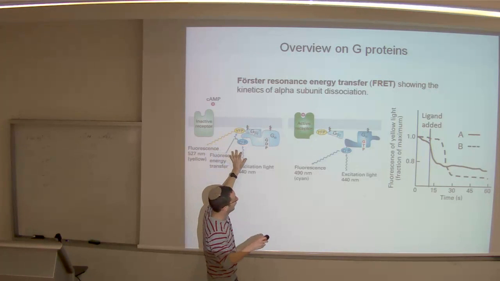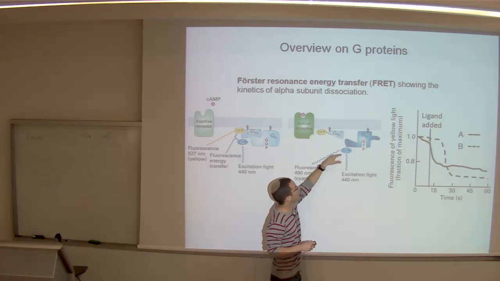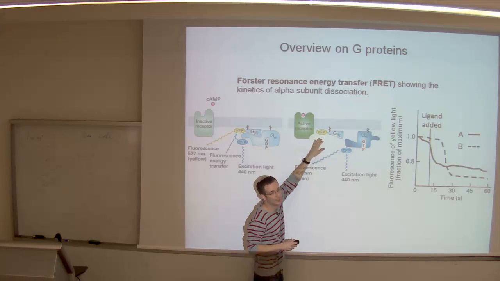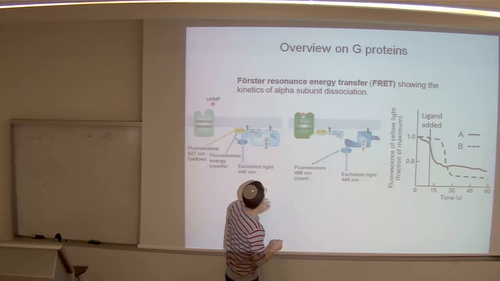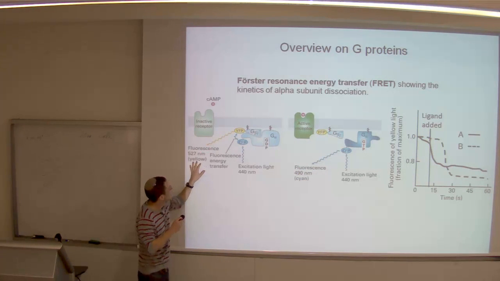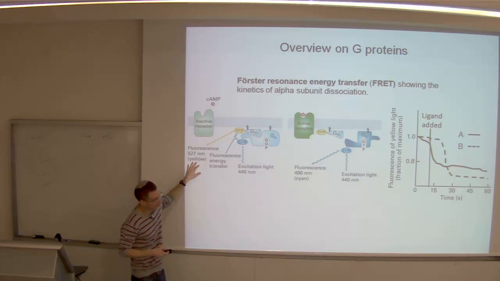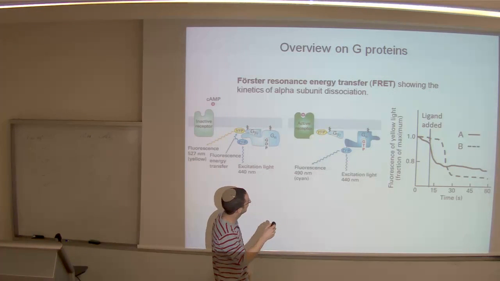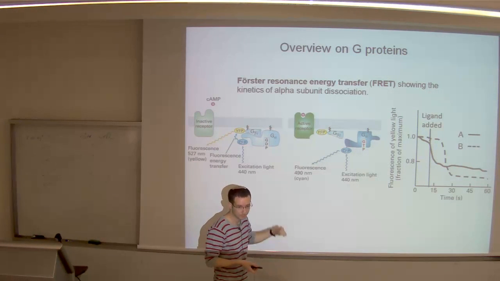And when these two molecules are far apart, then no energy transfer will occur, and you will have zero intensity of emission from the yellow dye. So again, when the two are close by, the yellow dye has high emission, and when they are far apart, the yellow dye has low emission.